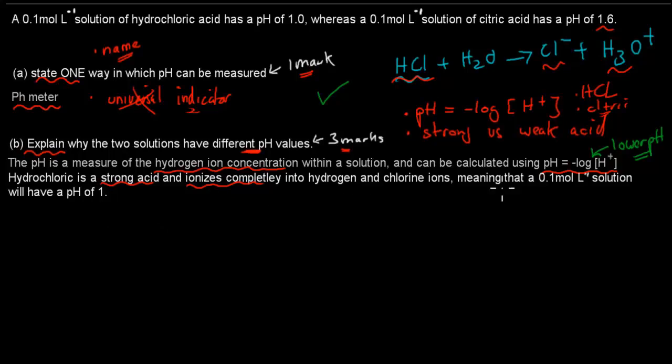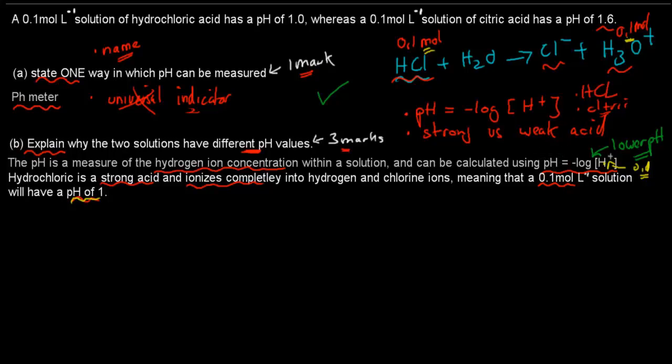Which means that a 0.1 molar solution will have a pH of 1. Because in this case we've got 0.1 molar of this, and because they completely turn into your hydrogen ions, that means we also have 0.1 molar of this. This is what we have initially, and at the end we have 0.1 molar of hydrogen or hydronium ions. And what that means is all we have to do is put 0.1 mole into the equation, and when you put 0.1 into that equation, you get your pH of 1. So that's for your hydrochloric acid. That's why the hydrochloric acid has a pH of 1, because it completely ionizes into hydrogen ions.